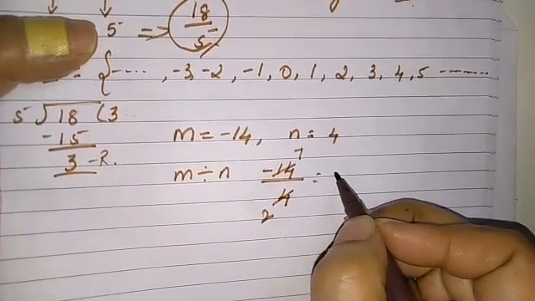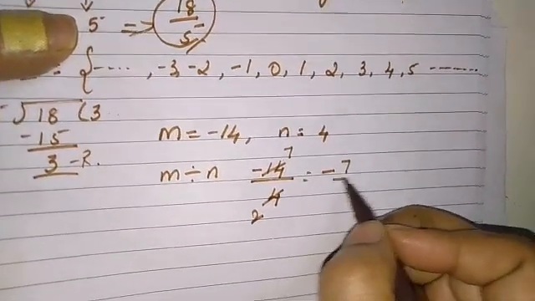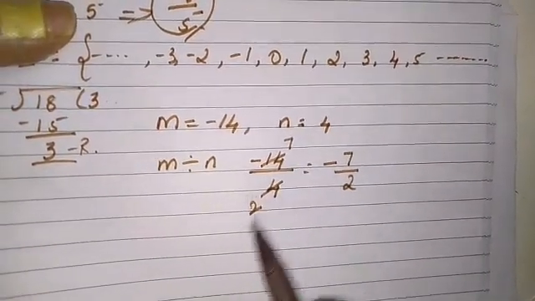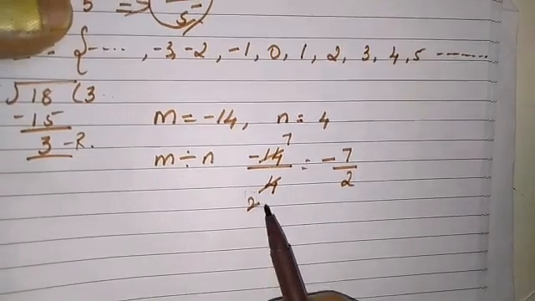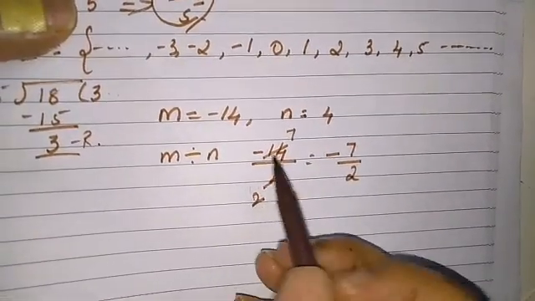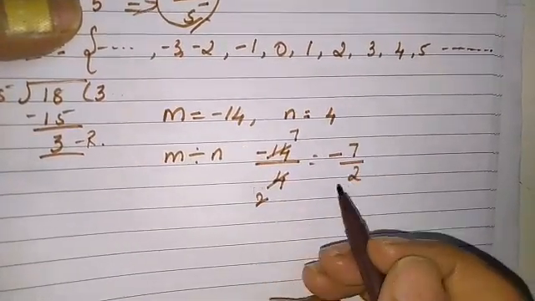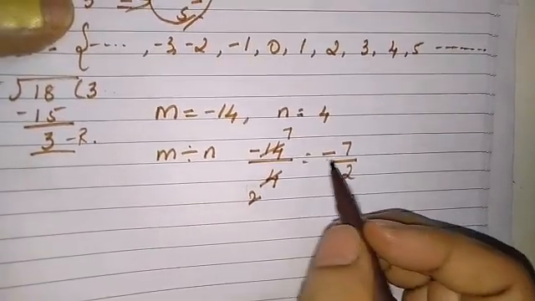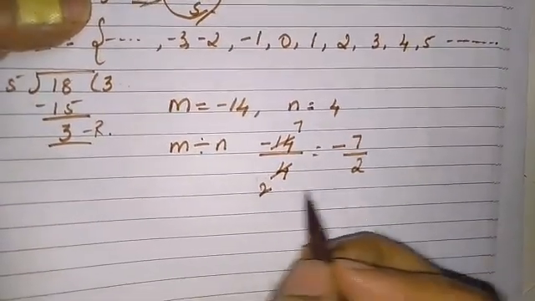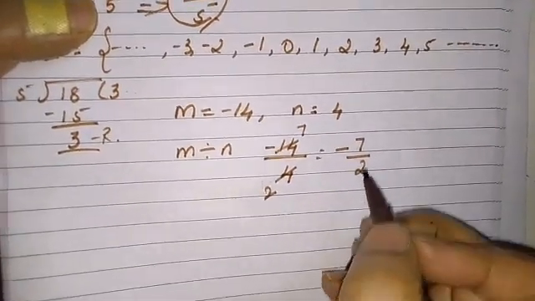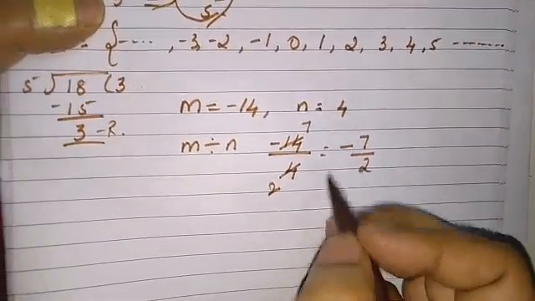In that way I'm getting minus 7 by 2. 2 is the common divisor for 4 and 14. 2 is dividing 4 two times, and 2 is dividing 14 seven times. So further I'm not able to reduce minus 7 by 2, which is the answer of minus 14 by 4 after I divided it with the common divisor.